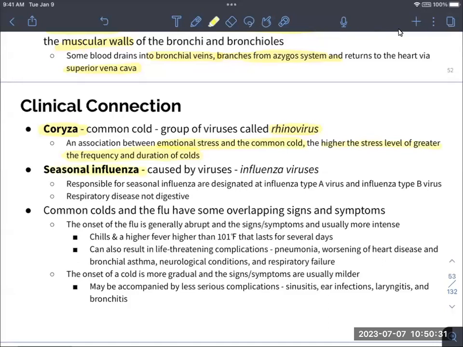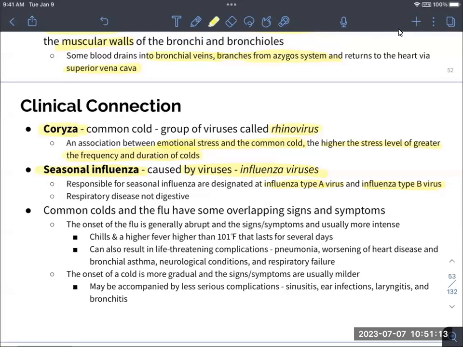Seasonal influenza, or that seasonal flu that's caused by the influenza virus. The seasonal flu is usually either influenza A or influenza B virus. It's a respiratory disease. The seasonal flu is not a digestive disorder or virus. It affects the respiratory system only. They do have overlapping signs and symptoms sometimes, so sometimes it's hard to tell the difference between the flu and the cold.